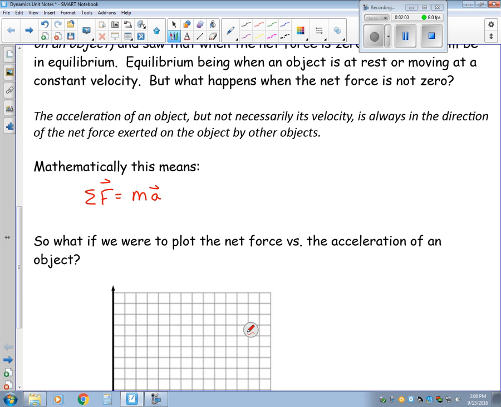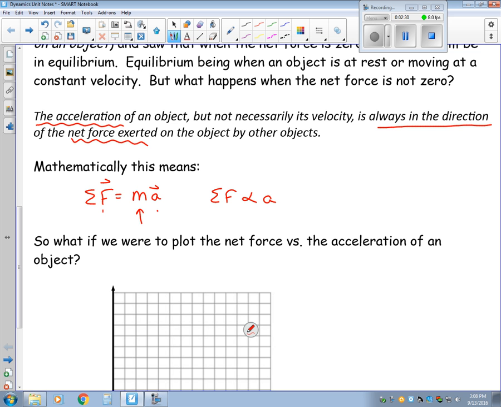So look at this, the acceleration and the net force are always in the same direction. And that's because they're directly related. So the net force is directly related to the mass. We could say that the net force is proportional to the acceleration and that the constant of proportionality is mass.